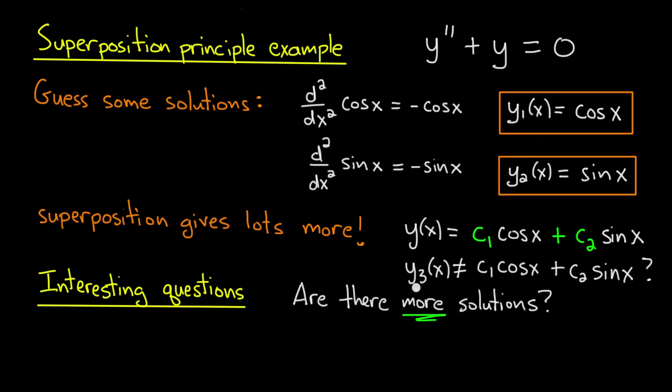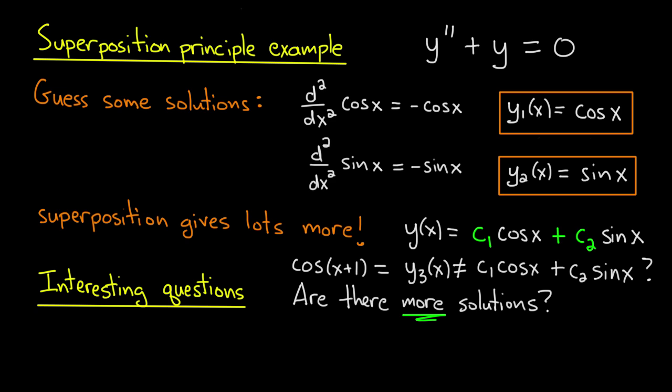So for instance, I might think about it for a while and then realize that the function cosine of quantity x plus 1 solves this differential equation. Then I'll come back and say, well, is this a new solution? Is it a solution which is not a linear combination of cosine and sine?